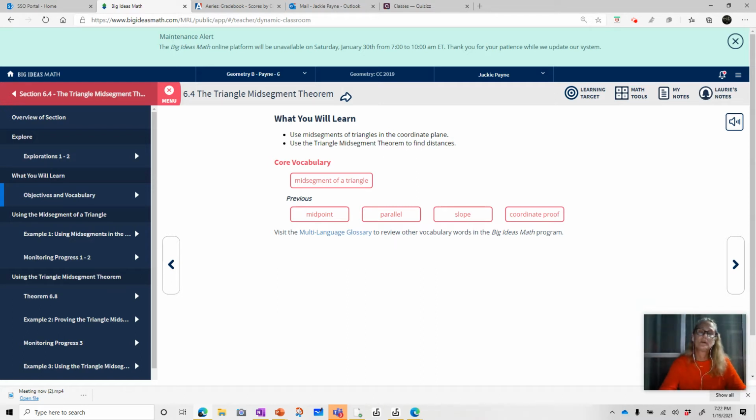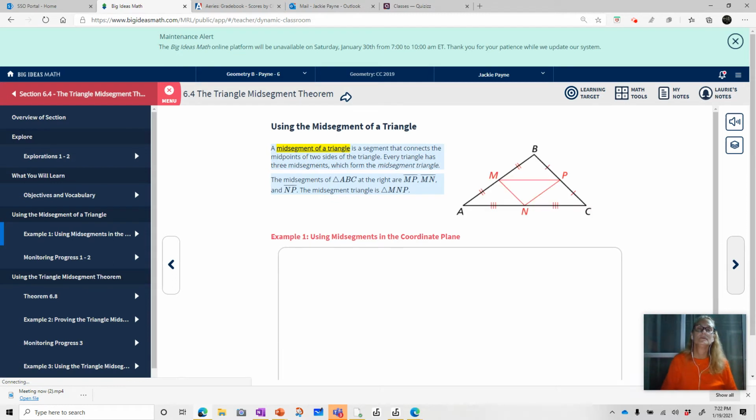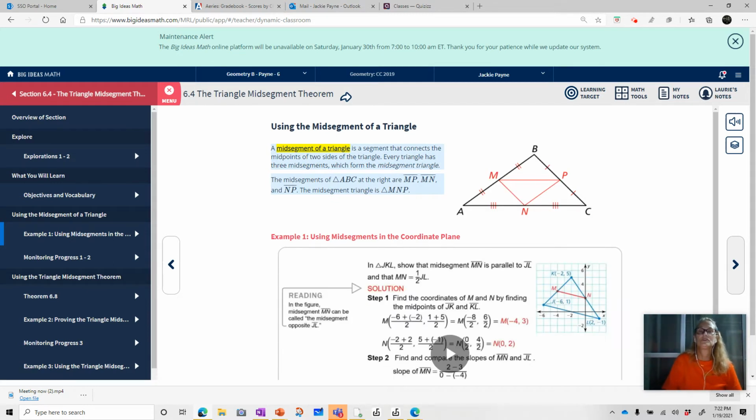The core vocabulary is the midsegment of a triangle. And the previous words you should all remember are midpoint, parallel, slope, and we did not do coordinate proof, so that one shouldn't matter. So we'll just go ahead and move on to the theorems and examples using the midsegment of a triangle. So the midsegment of a triangle is the segment that joins midpoints of two sides.